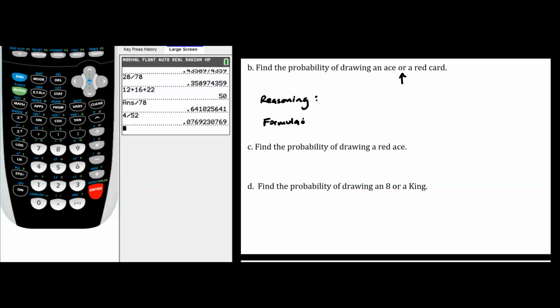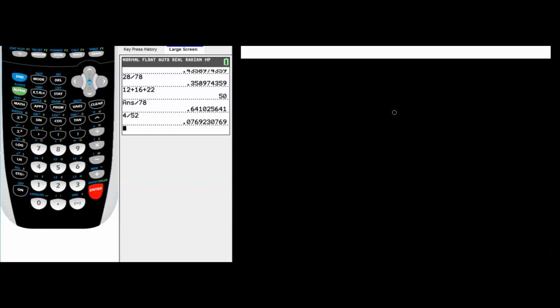So from a reasoning perspective, the word or means union. I want the union of cards that are aces or red cards. In other words, I want the grand total of all cards that can be classified as either aces or red cards. And then we'll take that grand total and we will divide by 52 because there's 52 cards in the deck.